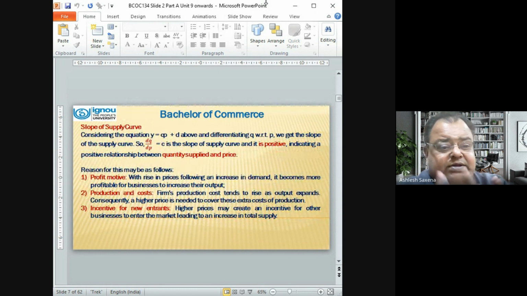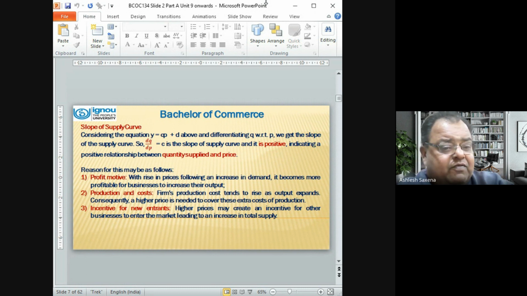Now, slope of supply curve. It will be positive. Considering the equation y = cp + d above and differentiating q with respect to p, we are going to get dq/dp = c, which is positive, which indicates a positive relationship between quantity supplied and price.